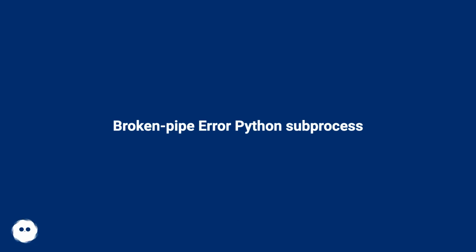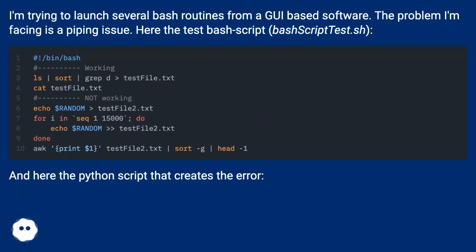Broken pipe error Python subprocess. I'm trying to launch several bash routines from a GUI-based software. The problem I'm facing is a piping issue. Here is the test bash script, bashscriptus.sh.